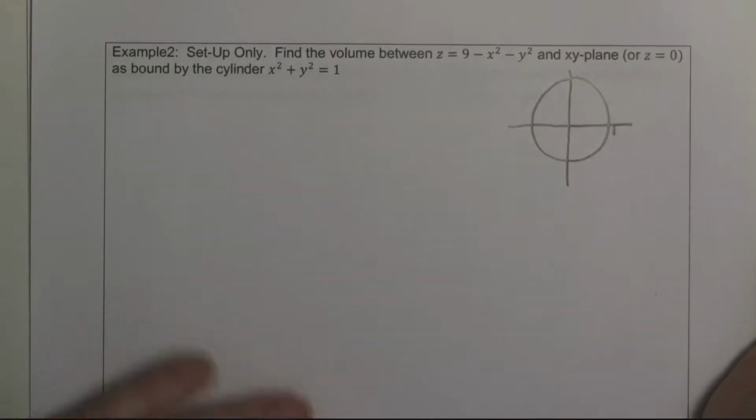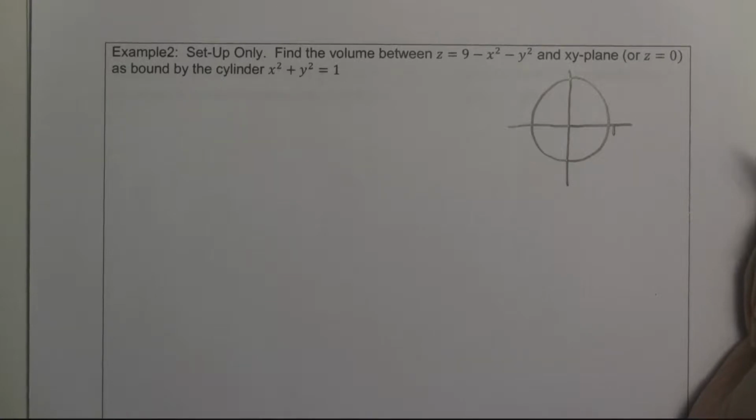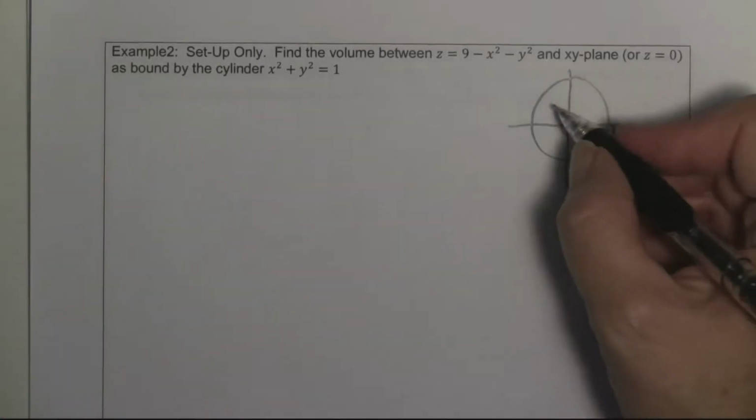Okay, so we get 1. I know that it's a circle, so I know that it would be better if I do polar. And this is all that it's bound by. So this is the whole circle.